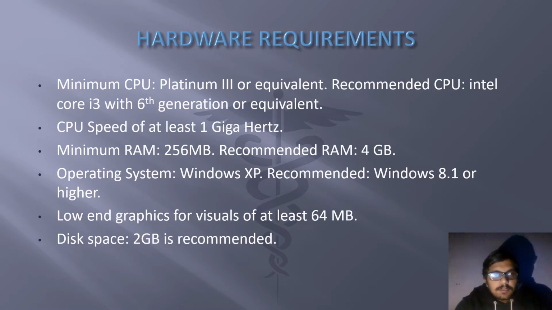The minimum requirements to run this software on the computer: the minimum CPU required is Pentium 3 or equivalent. The recommended CPU is Core i3, if possible 6th generation; the application will run smoothly and there will be no issue from the CPU. CPU speed of 1 gigahertz or higher is recommended. Minimum RAM should be 256 MB. Recommended RAM is 4 GB, and nowadays 4 GB is easily available and most computers come with 4 GB RAM. The operating system is Windows.